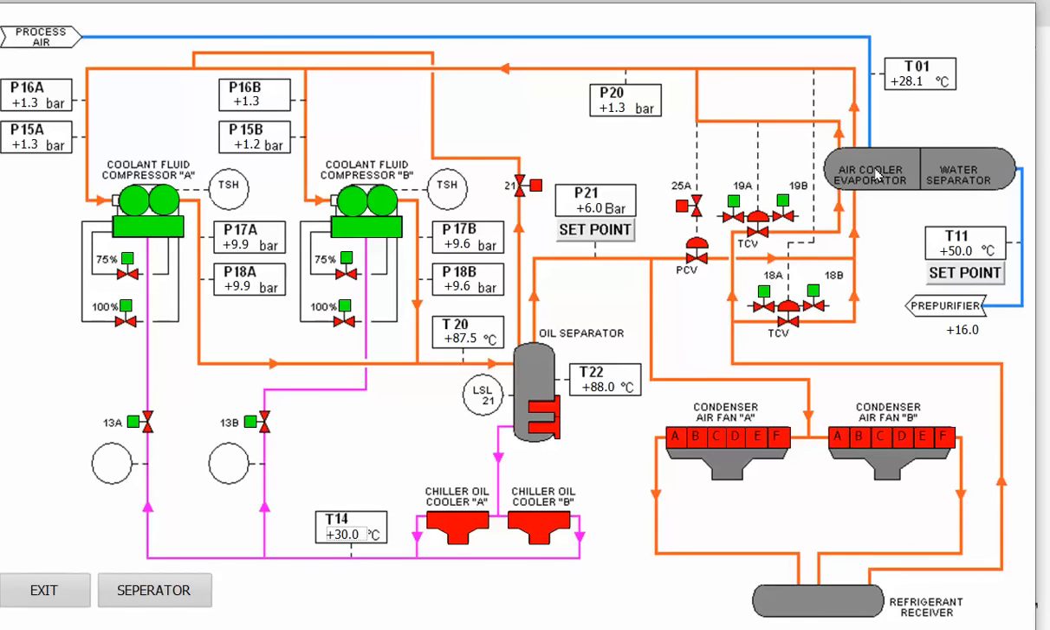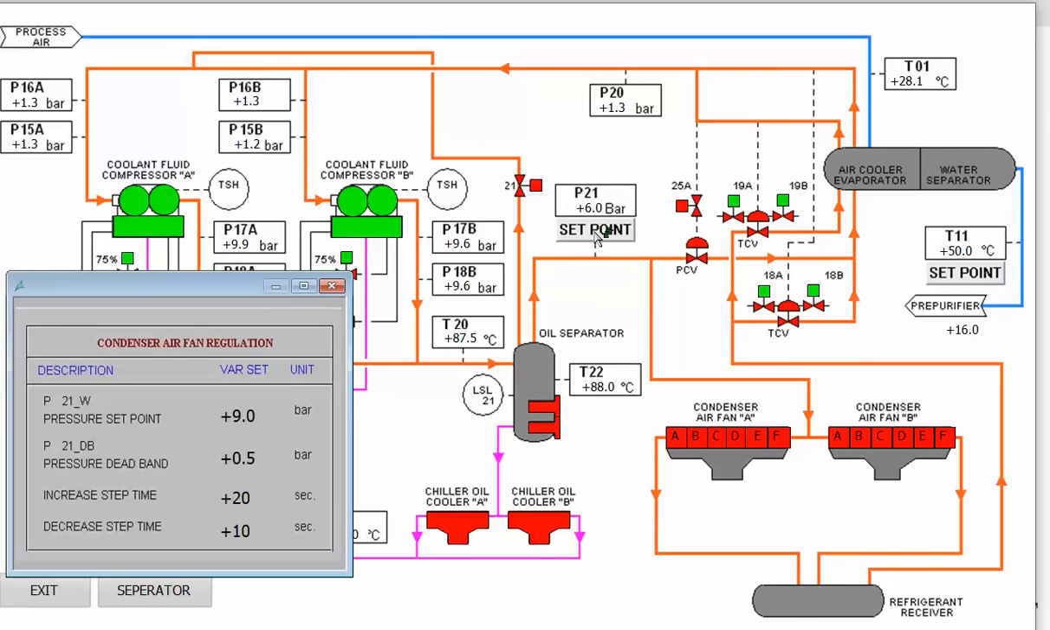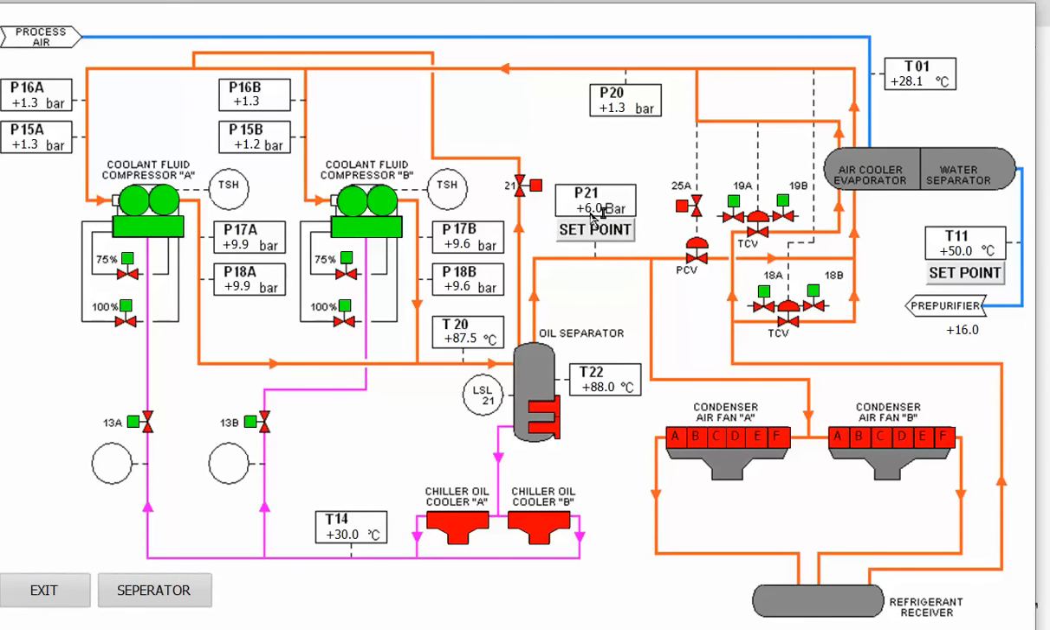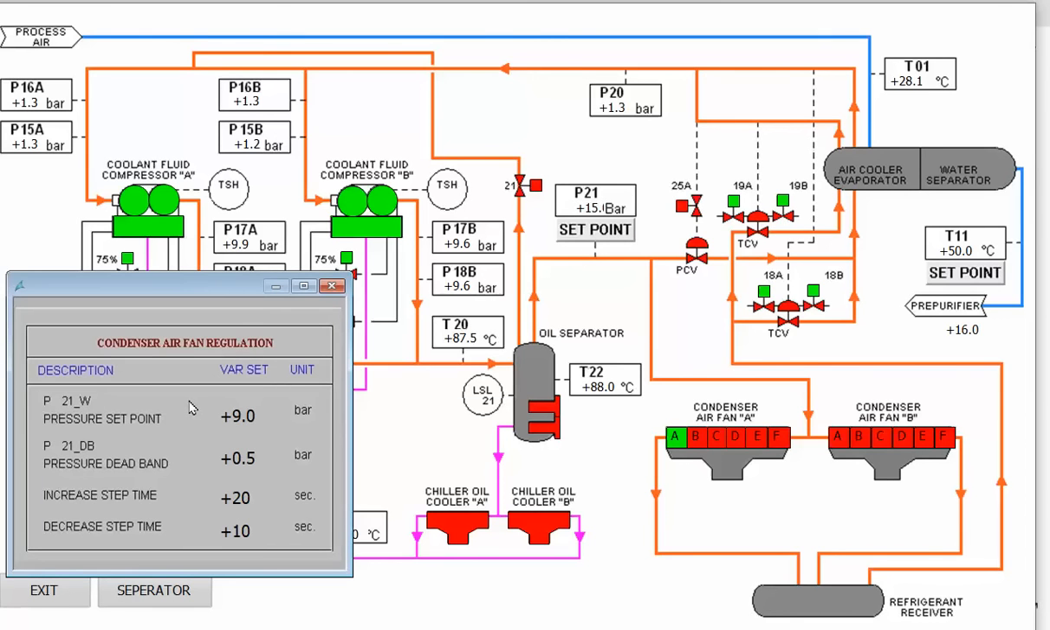So based on the characteristic of refrigerant gas, we need to use these air fans, condenser air fans, to reduce the pressure. So the set point for pressure is 9. If in the startup we have more refrigerant pressure, based on this simple control, we compare that to the set point.